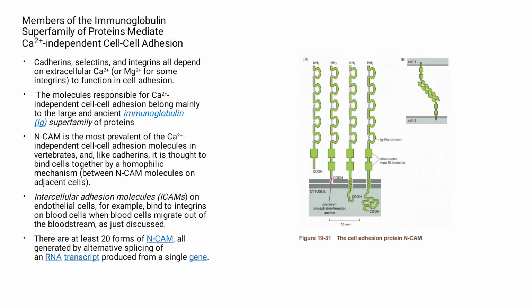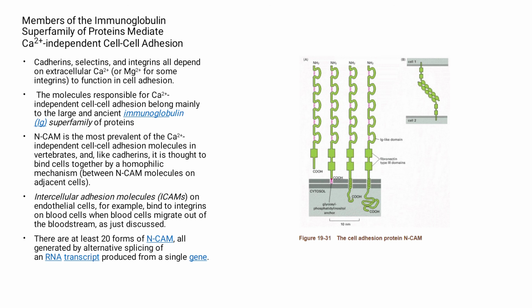In this figure, we see the cell adhesion protein NCAM. In letter A, we have the four forms of NCAM. The extracellular part of the polypeptide chain in each case is folded into 5 immunoglobulin-like domains and 2 other domains called fibronectin type 3 repeats.